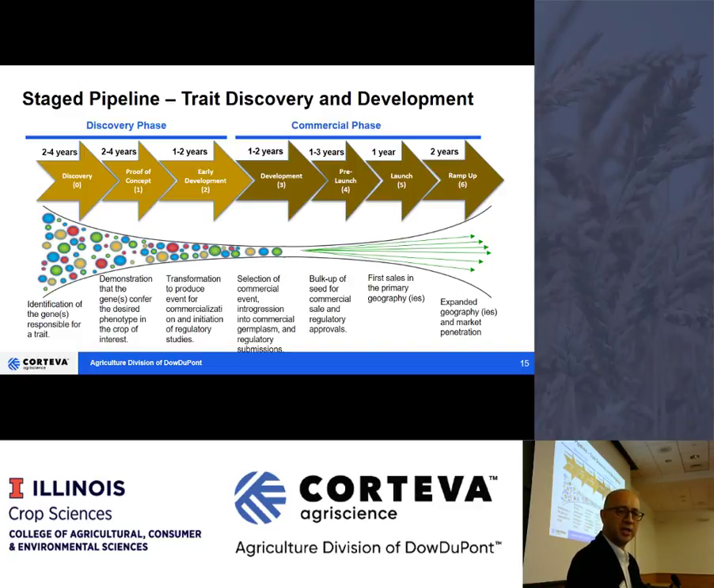And then by stage 4, basically what we are doing is first pre-launch, and we are preparing, basically bulking up the seed and making sure that we are going to get ready for the actual launch of the trait. And by that time, the regulatory approvals must have come up. Otherwise, it doesn't make any sense to create large piles of the commercial seed as we are supposed to have. And then the launch really happens in a single year, and that's when we launch sales.